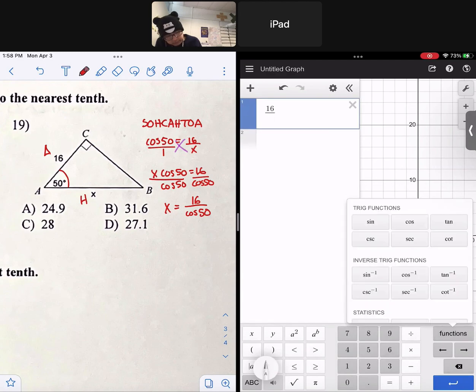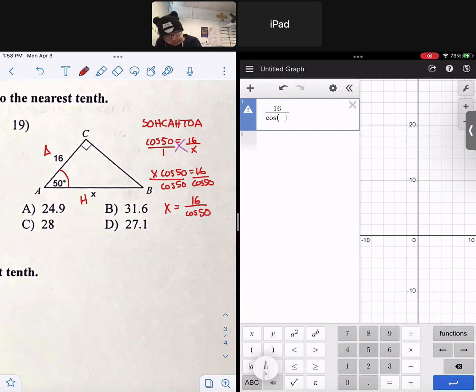Oh, what happened to the function? Cosine of 50. 24.9 should be our answer. Round it to the nearest tenth.